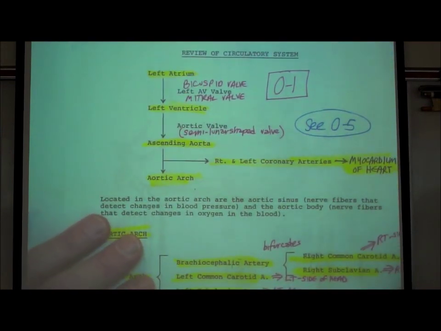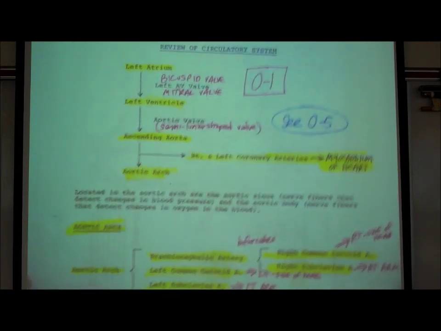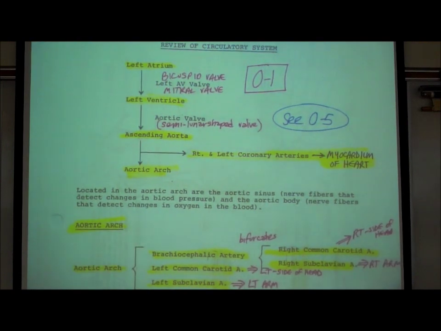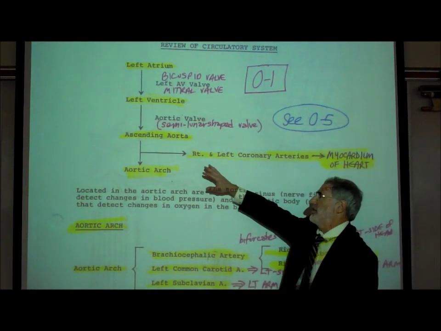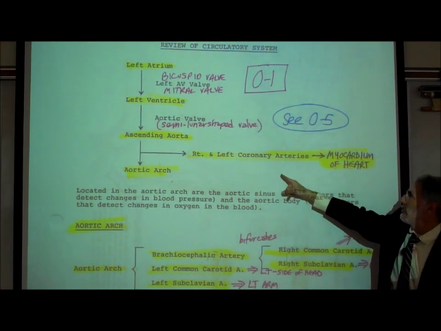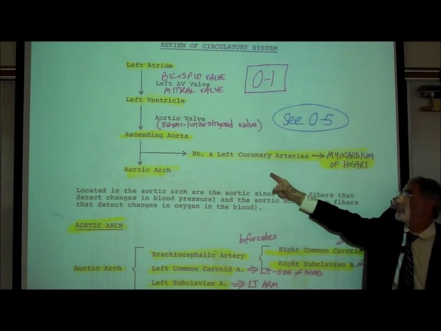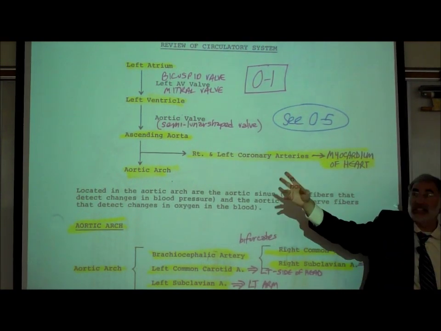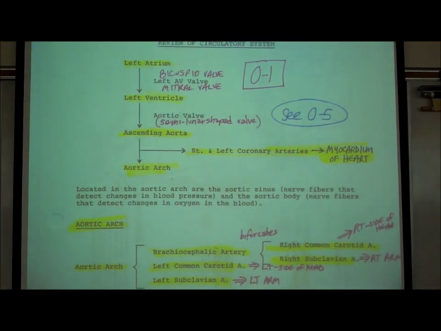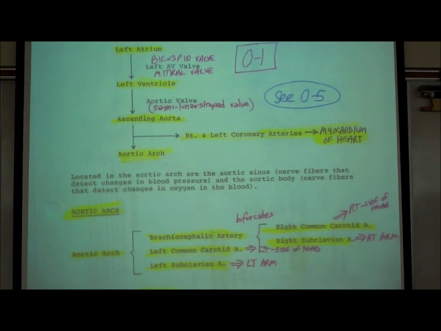So we'll remind you on the top of 01, we have learned that the left ventricle ejects the blood out into the aorta. And the very first part of the aorta is called the ascending aorta. Goes up. And here we remind you, what are the two important little arteries that branch off at the very beginning of the ascending aorta? The right and left coronary arteries that supply oxygenated blood to the heart muscle itself, the myocardium of the heart.